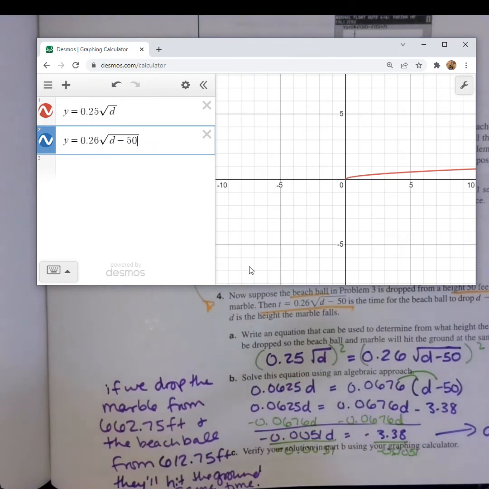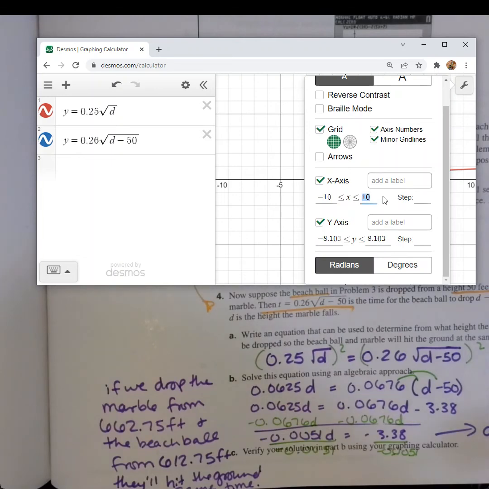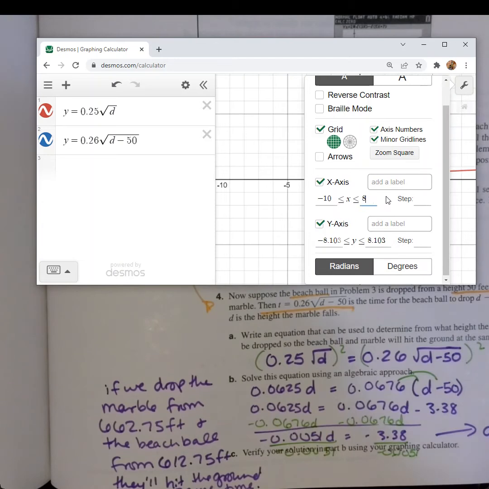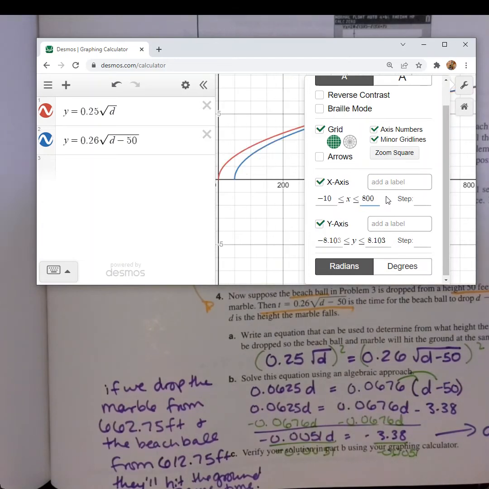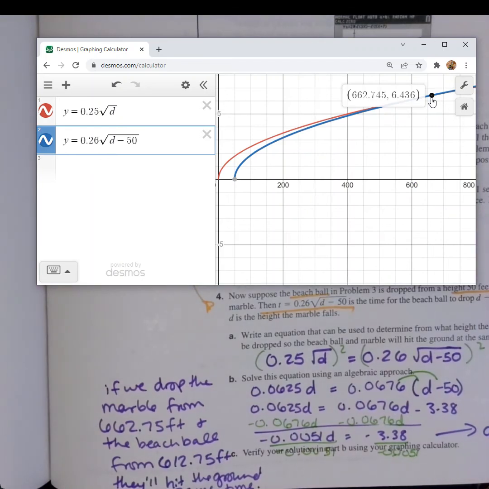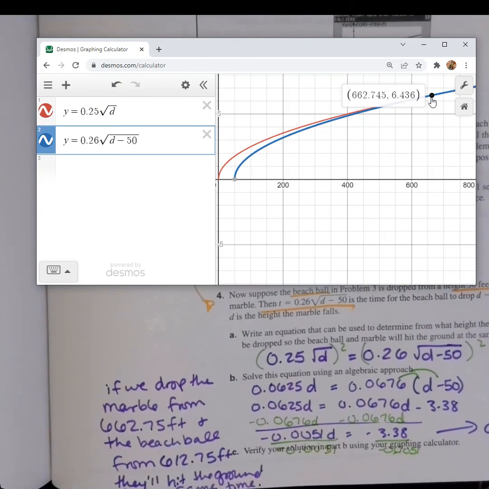Now, if I didn't already know what the answer was, I might have trouble rescaling my graph. I am going to make sure that my input value is bigger than 662. So I'm going to make it, say, 800. And let's see if we can see the intersection point. There it is. At 662.745 or 662.75, they will both hit the ground.